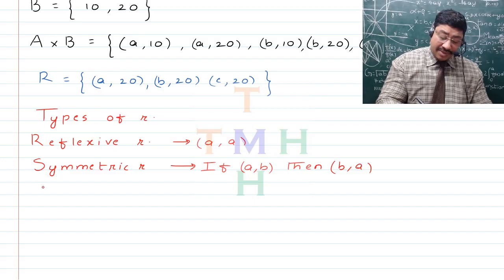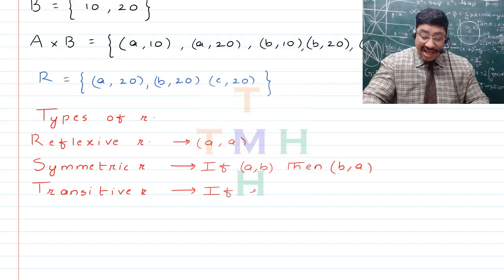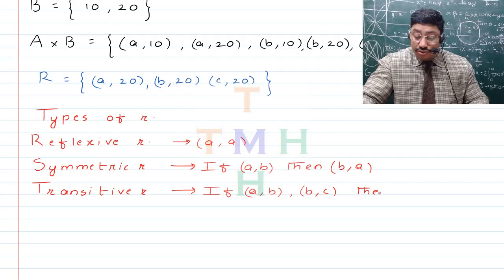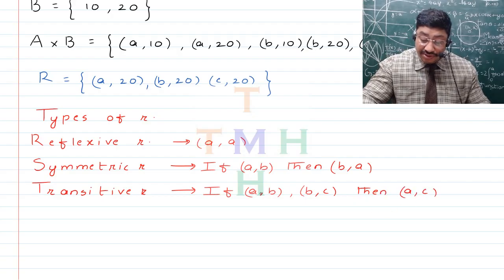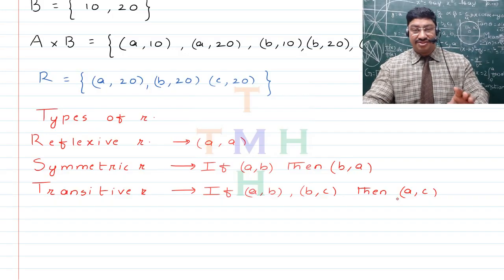Now, after this we have the next one, which is the transitive relation. When we talk about the transitive relation, it is this: we should be having the first two. That means if we have an ordered pair which is a comma b, and we also have another ordered pair which is b comma c, and then we try to get the ordered pair a comma c, that is the first element with the third element, then we say that this relation is a transitive relation.